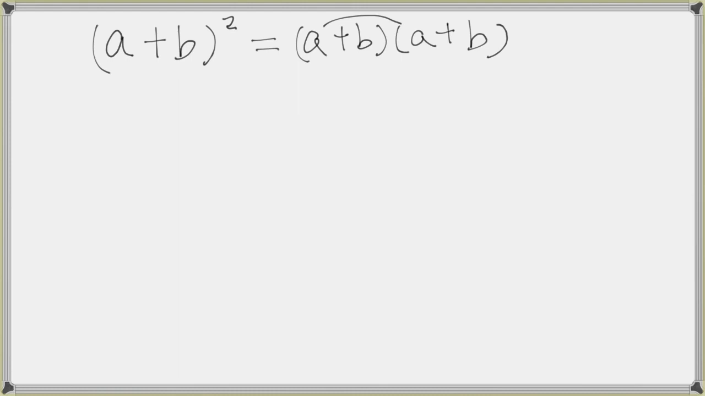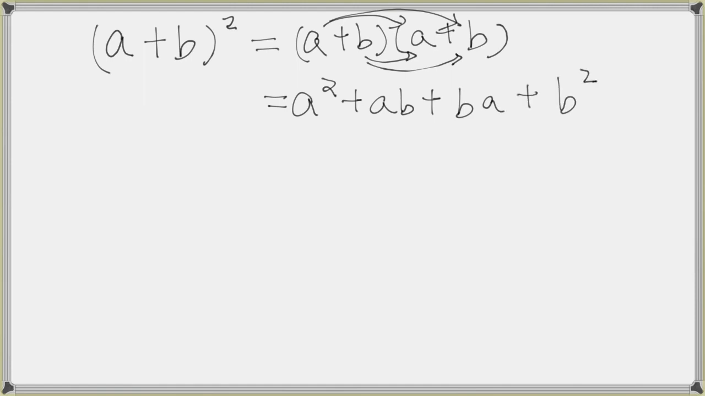(A plus B) squared. We can see this is (A plus B) times (A plus B). If we do the distribution this way, we will get A squared plus AB plus BA plus B squared. We know AB and BA are like terms, so this becomes A squared plus twice AB plus B squared.